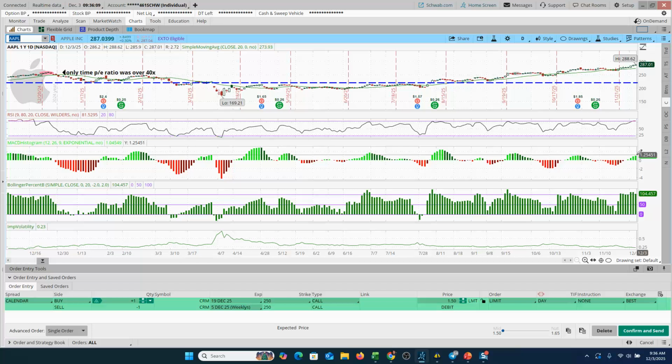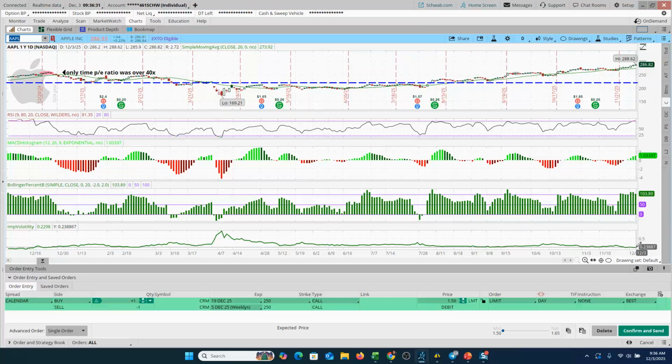We're seeing MACD reaching an extreme. Certainly MACD has calmed down generally across the market. Bollinger percent B is over 100, which is also an extreme. So everything on the technical side is certainly pointing to Apple getting a little bit overbought here, to say the least.